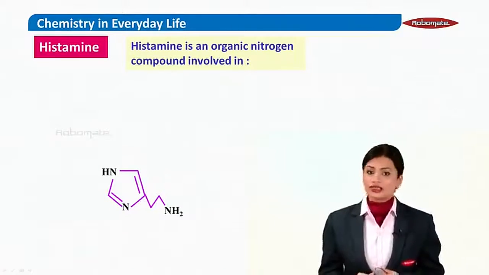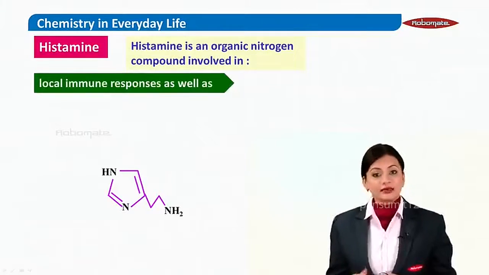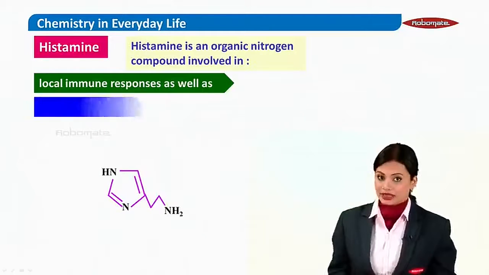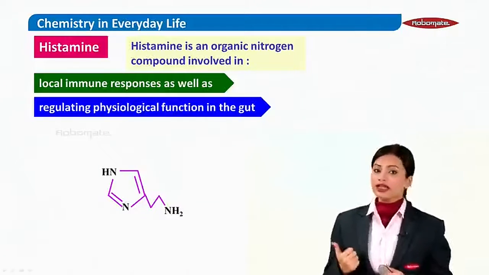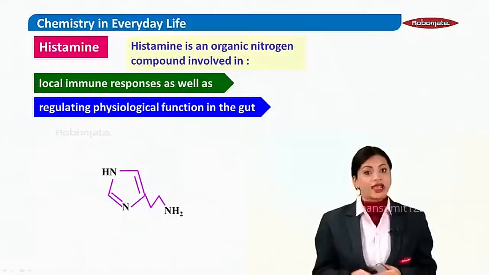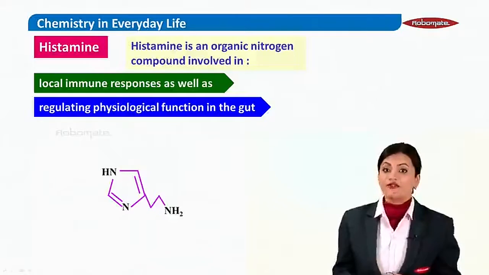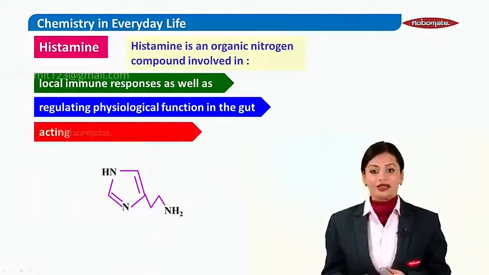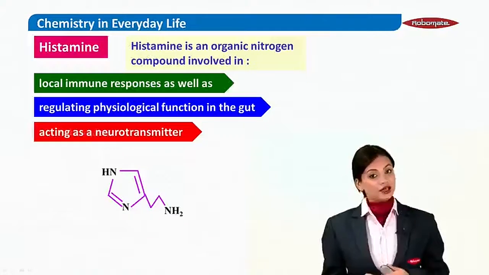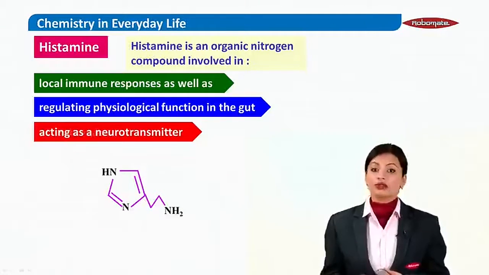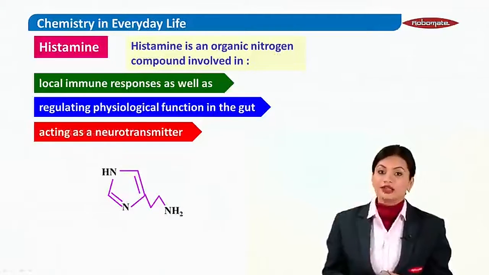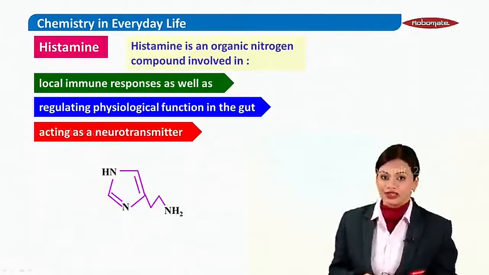What exactly does histamine do in your body? Well, histamine helps in local immune responses by dilating blood capillaries. Second, histamine helps in regulating physiological functions in the gut, which means that histamine causes the secretion of HCl in your stomach. And also, histamine does act as a neurotransmitter. Now, when we learn about antihistamines, these are going to help in all of these three. But children, we are going to focus on histamine regulating the physiological function in the gut.